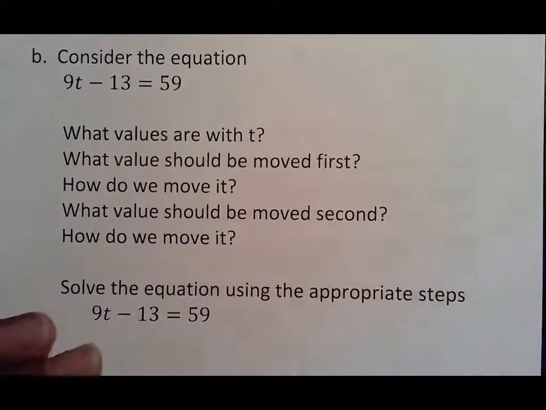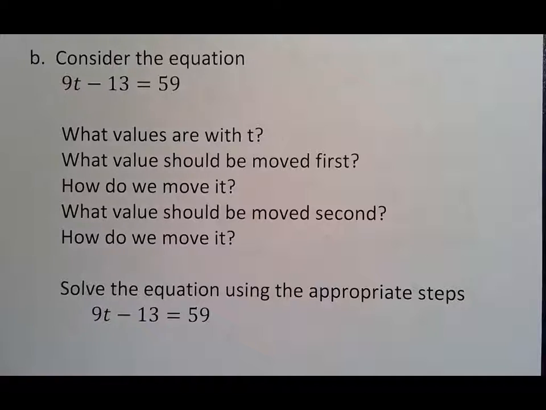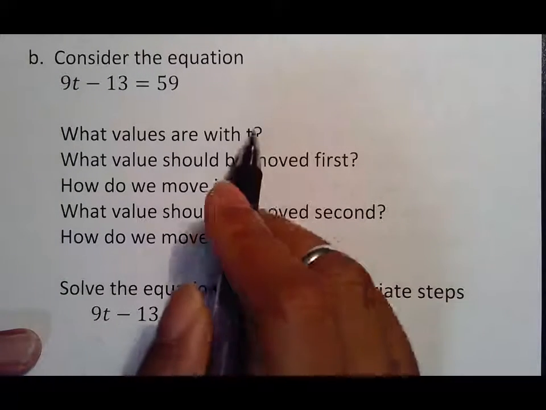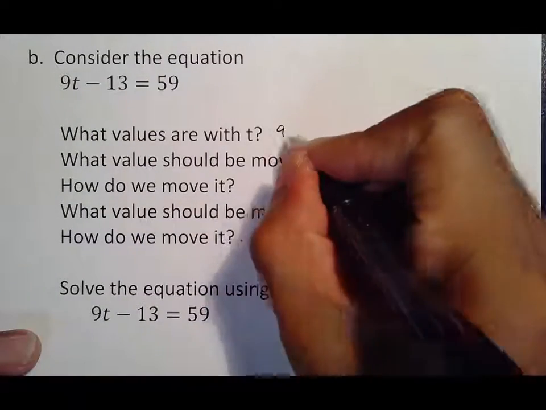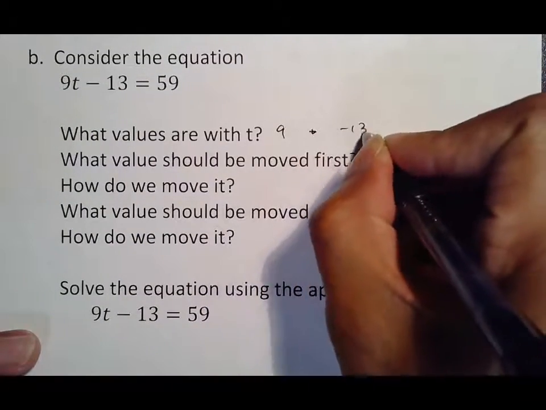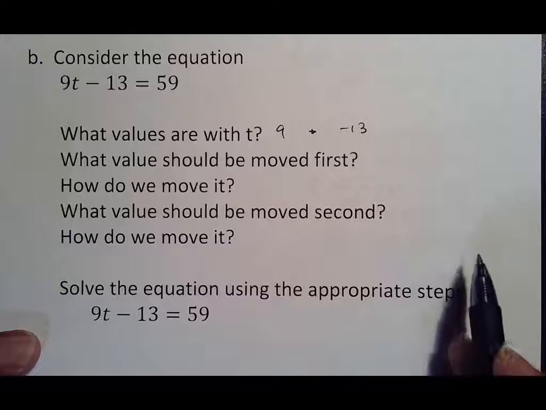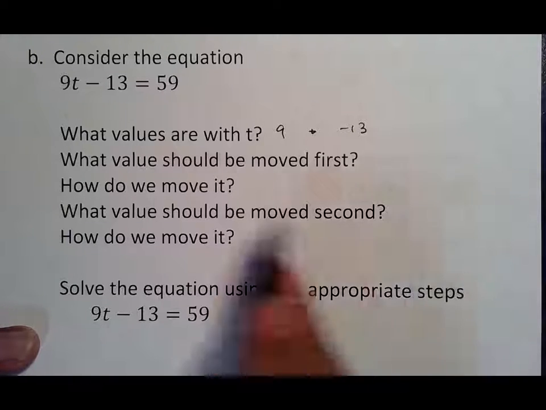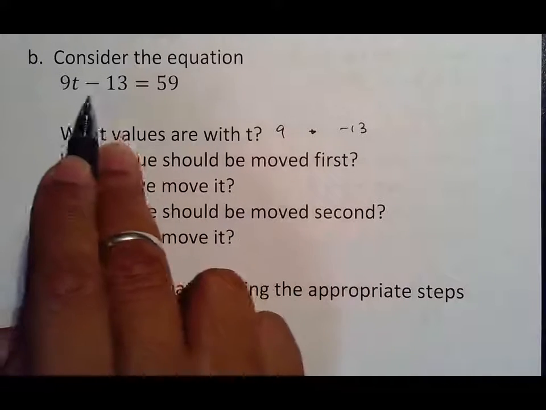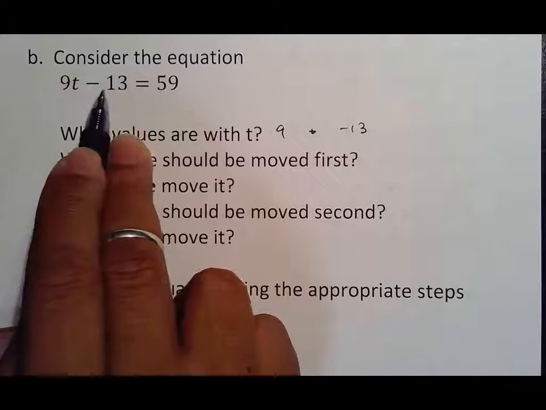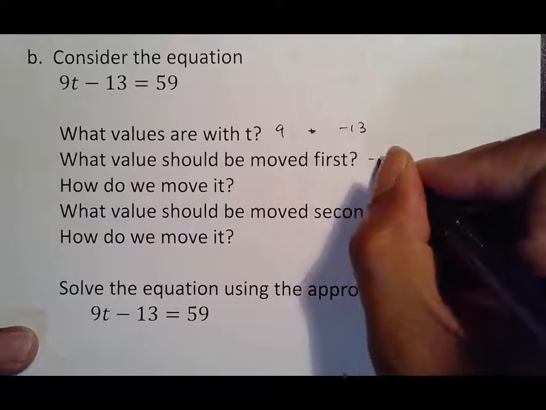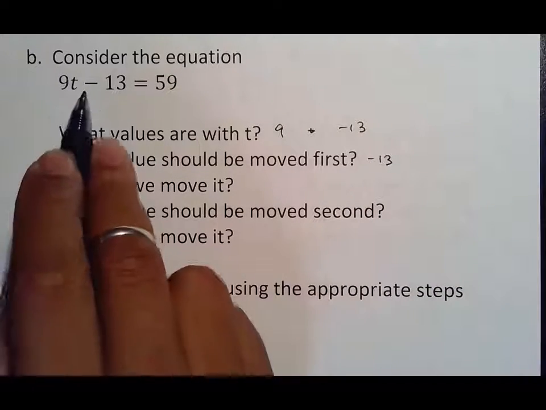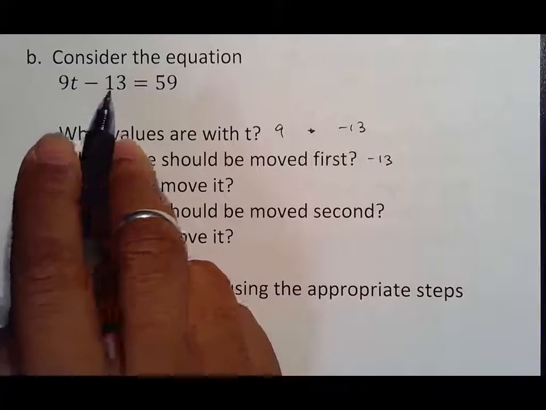Looking at another question, 9t minus 13 equals 59. First question, what values are with t? That would be 9 and negative 13. Again, you need to make sure you see that as a negative 13. What value should be moved first? Of course, that is the weaker. This is being multiplied, and addition and subtraction are weaker, so therefore the negative 13 should be moved first. How do we move a negative 13 if it's being subtracted?